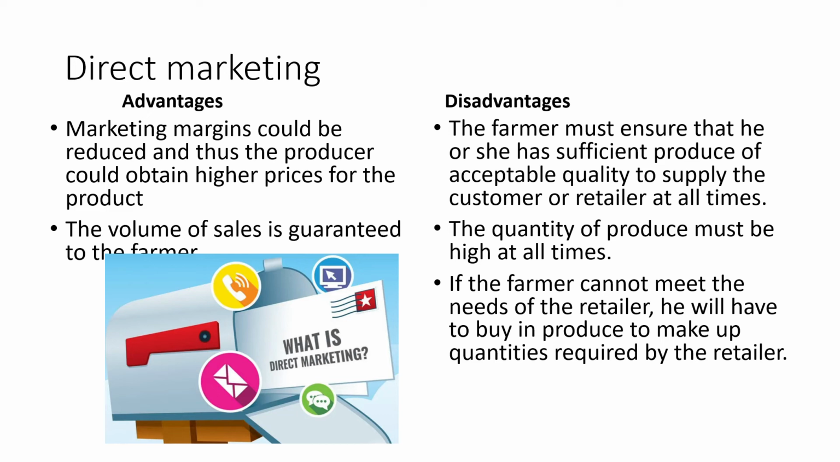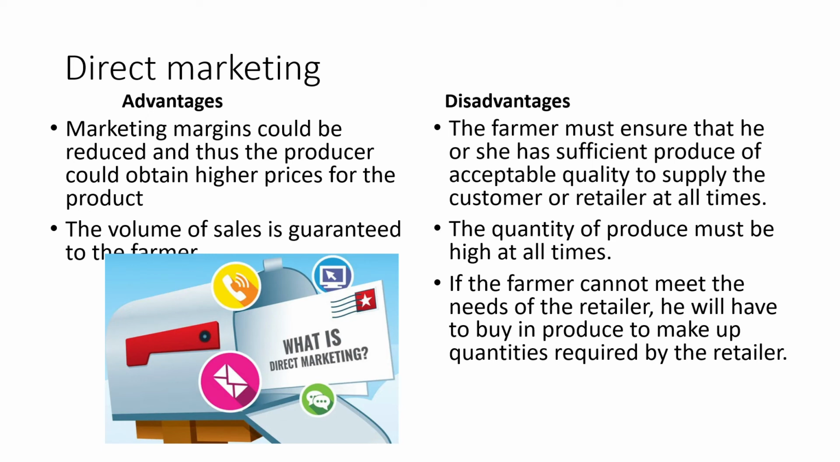So the algorithm that Facebook has written, they send you, the person watching all these specific videos, that type of advertisements will come your way. So that's also part of direct marketing. So the advantages here is marketing costs could be reduced, or the margins could be reduced, thus the producer could obtain higher prices for the product because you're being more specific to who you're sending the advertisement. Then the volume of sales is guaranteed to the farmer. So again, that is good for him.